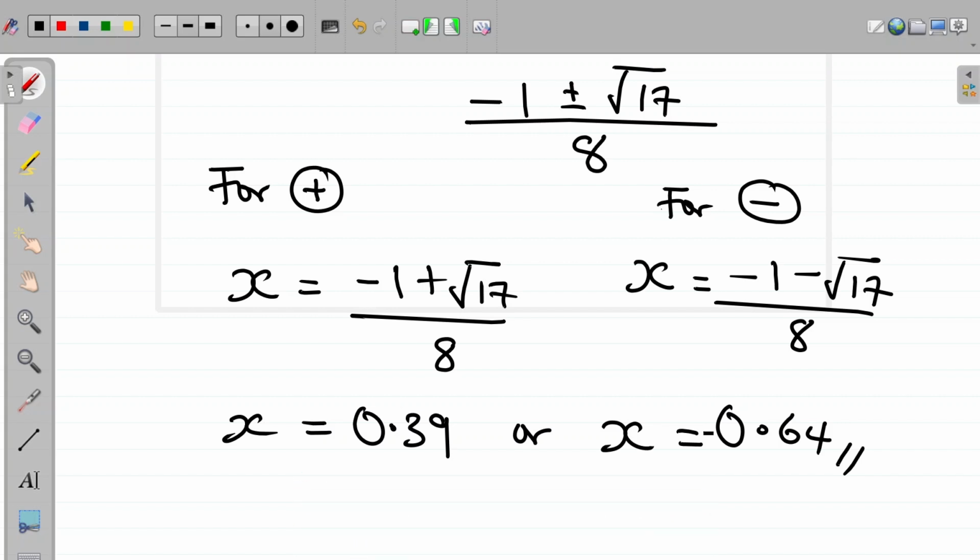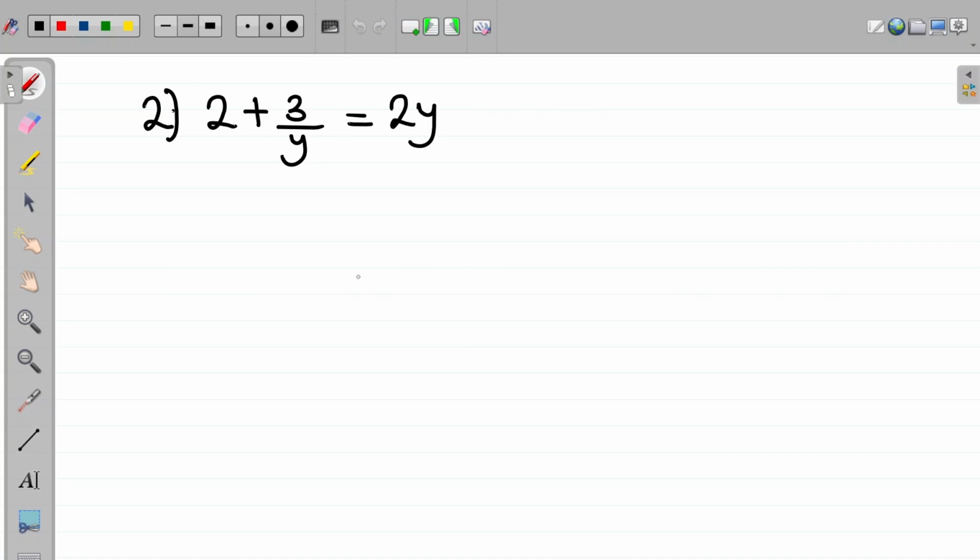Let's solve number 2 question. Number 2 says 2 plus 3 divided by y equal to 2y. So the first thing we do here is to multiply our equation by y.